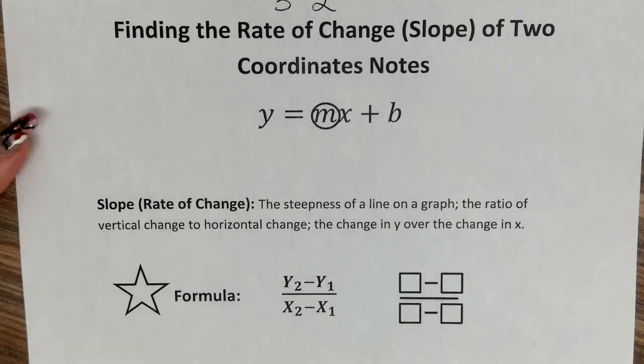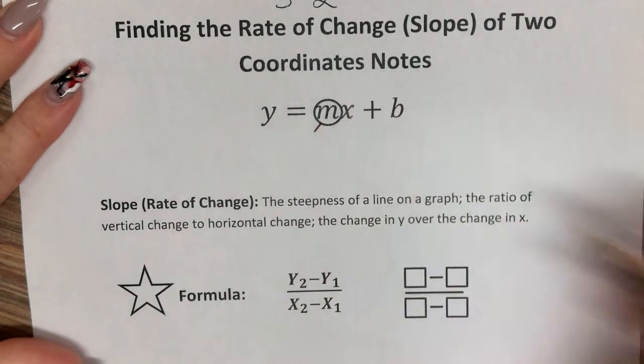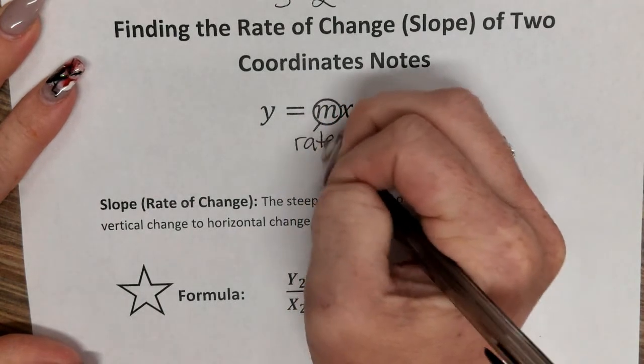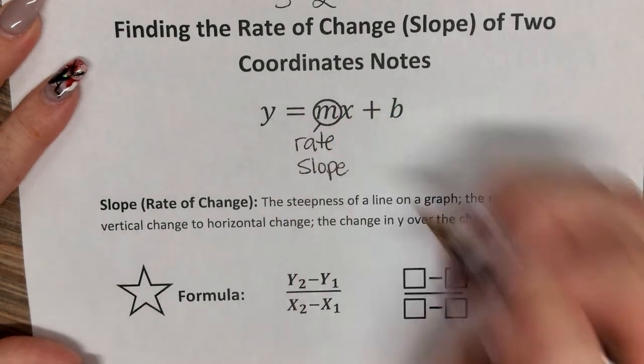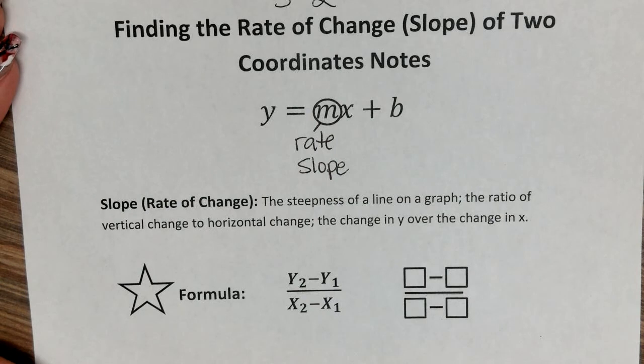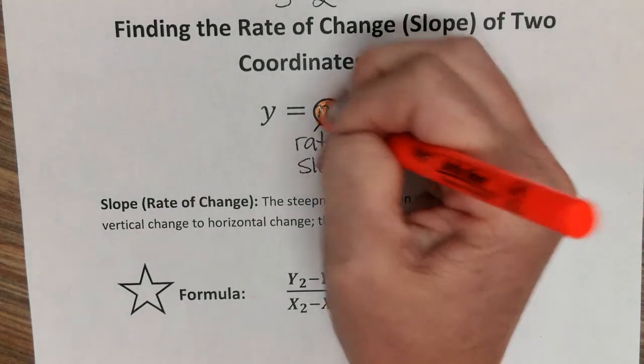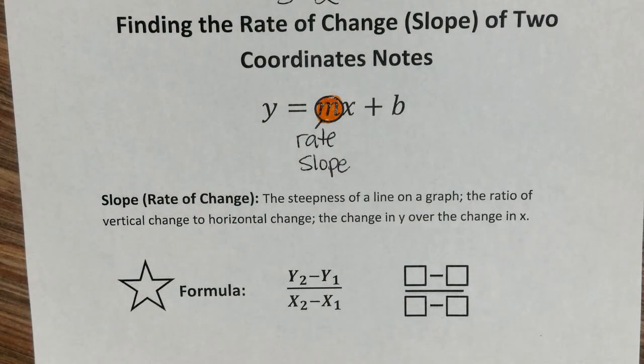Okay, in y equals mx plus b, the m is the? Rate. Also the? Slope. They mean the same thing. We are focusing on the m, the rate and the slope. That's all we're looking at today.